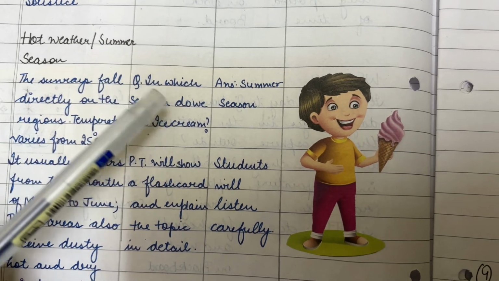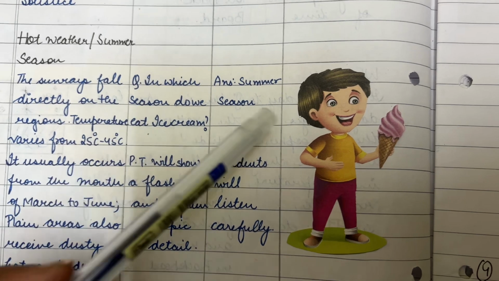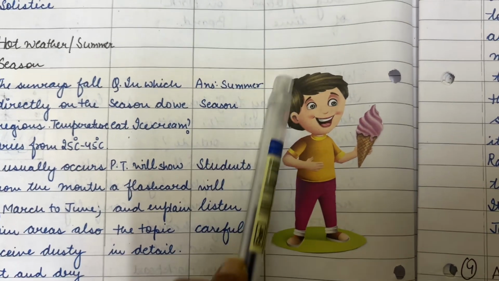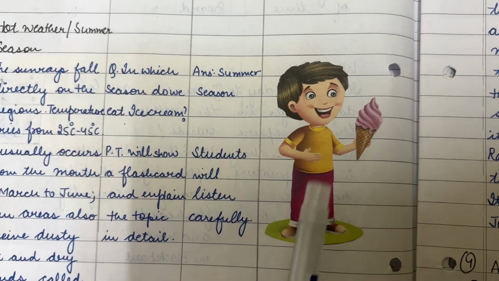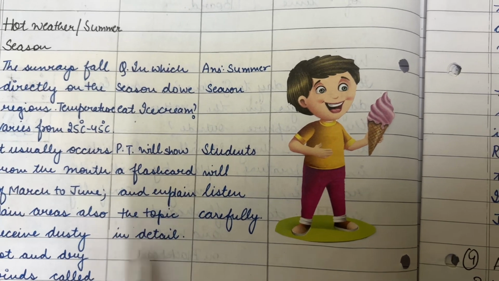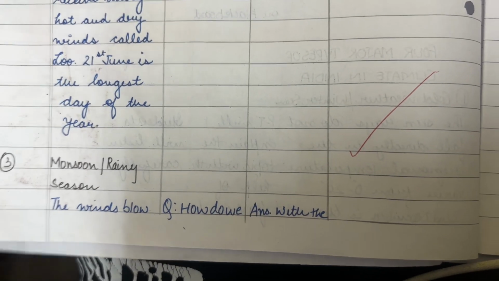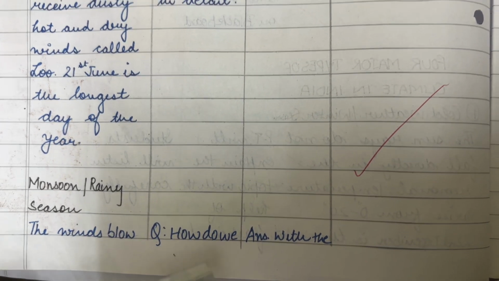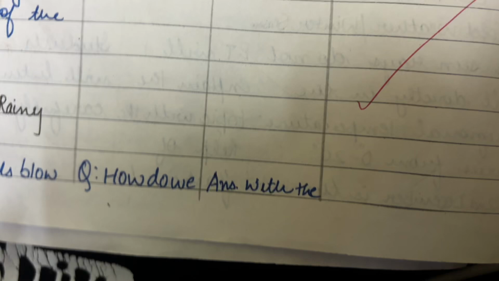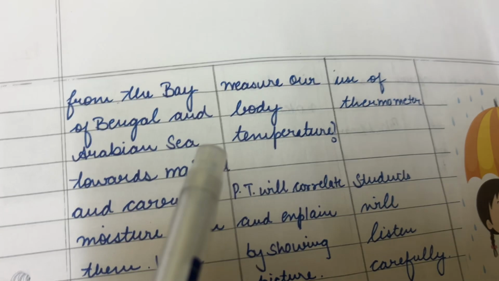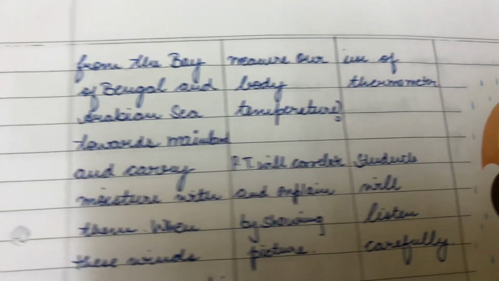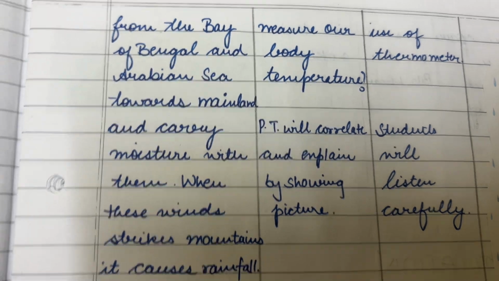Then question, in which season do we eat ice cream? Students will reply summer season, and you can paste the related picture in this. PT will show a flashcard and explain the topic in detail. Students will listen carefully. And then it will come monsoon, rainy season. The question will be, how do we measure our body temperature? Students will reply with the use of a thermometer.